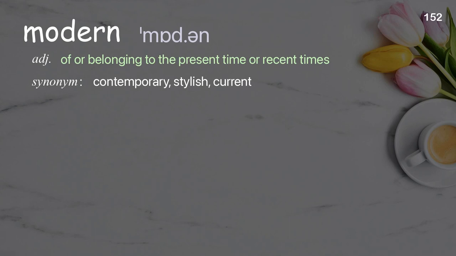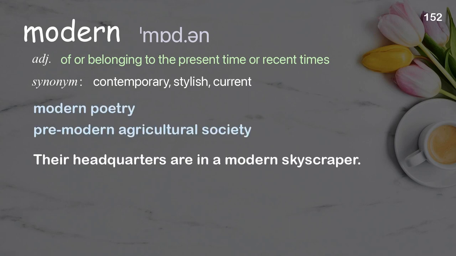Modern. Of or belonging to the present time or recent times. Examples. Modern poetry. Pre-modern agricultural society. Their headquarters are in a modern skyscraper.